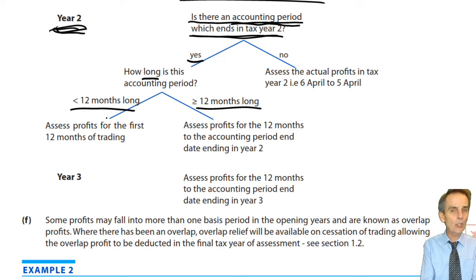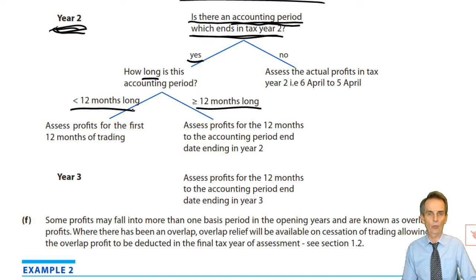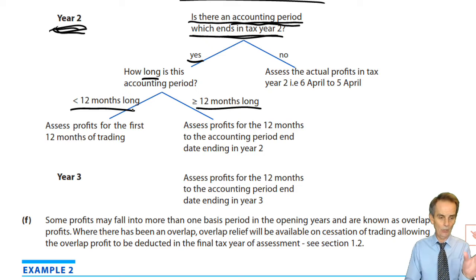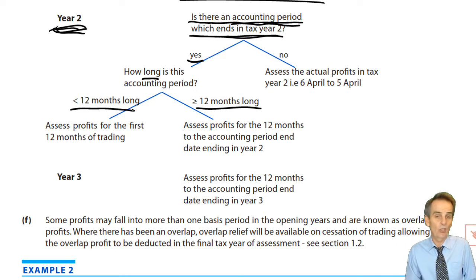Right. If it's a short period that ends in the second tax year, like we start to trade on the 1st of January, and then we prepare accounts to the following 30th of June. That's 6 months to the next 30th of June. There you would have starting one tax year, the 1st of January, prepare accounts to a date in the next tax year, 30th of June. You passed over that 5th of April, 6th of April date, and it's a short period. So there would be, therefore, an accounting period of 6 months ending in that second tax year.